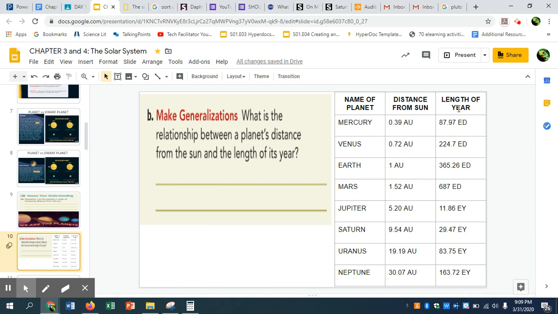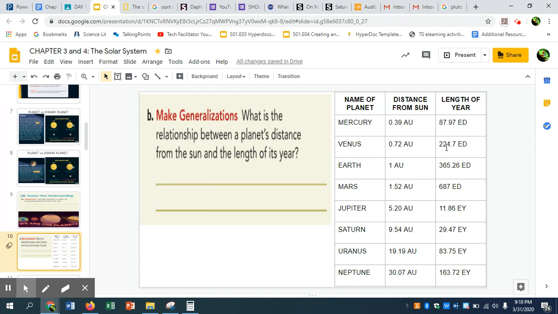I love Google. I just looked up the length of these planets' year compared to Earth, because that one AU is what we compare everything to in astronomical units. So we're going to compare this to a year on Earth. ED in my data table means Earth day, and EY means Earth year. So let's take a look. Mercury's first. One year on Mercury, the amount of time it takes to go around the sun, is 87, almost 88 Earth days.